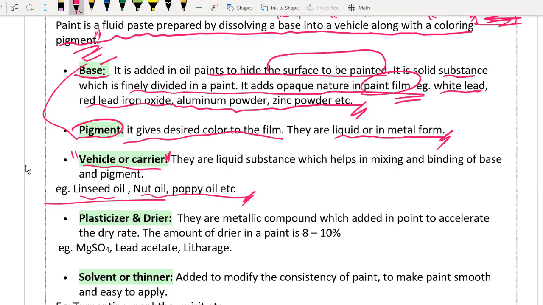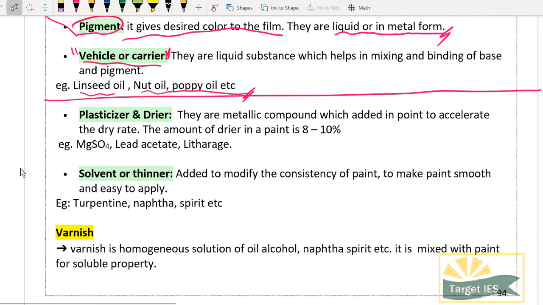Not only this, these three are very important, but we also have further important things, for example, plasticizer and dryers. The dryer will accelerate the drying rate and the paint becomes quickly usable. Or else you have to give a lot of time for our paint to dry, right? But when you are using this plasticizer and dryer, it will allow our paint to dry soon, and we can use it after a short time.